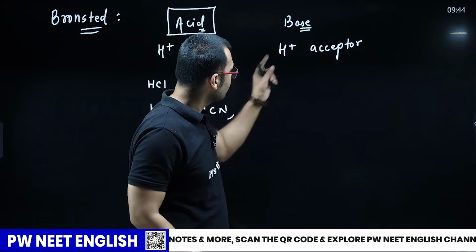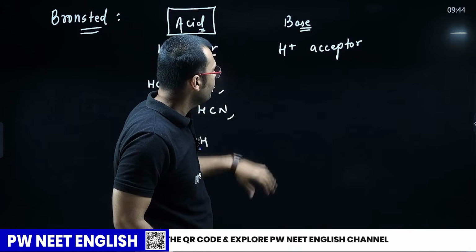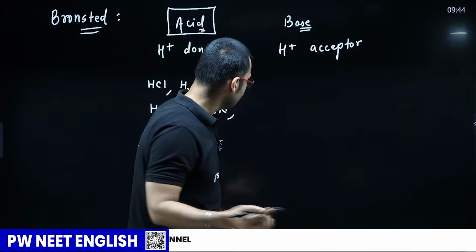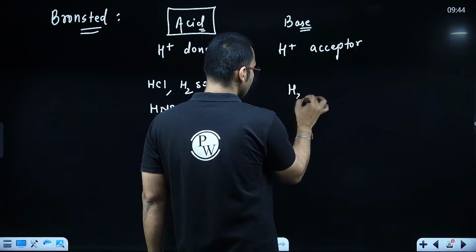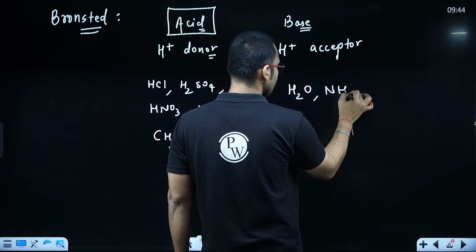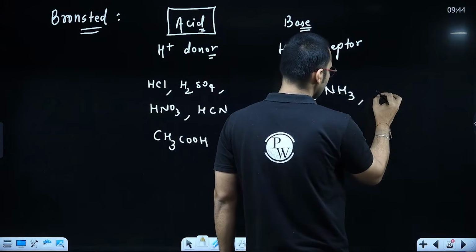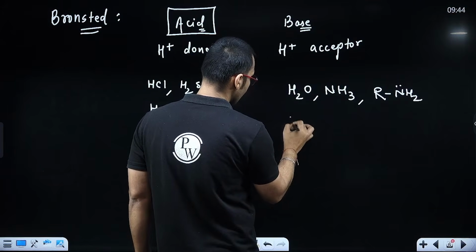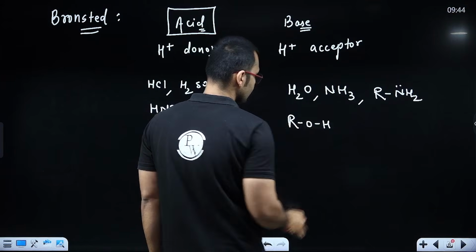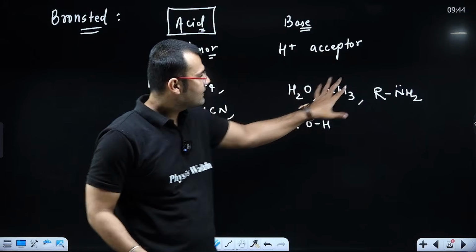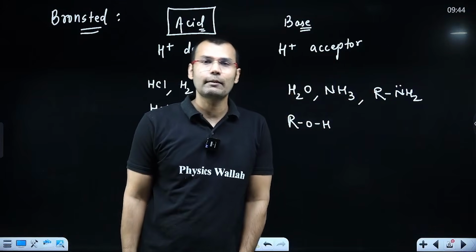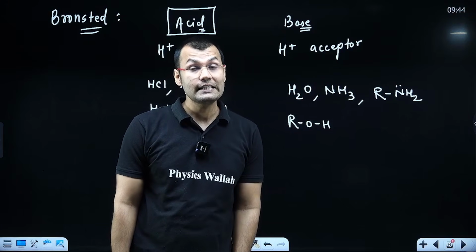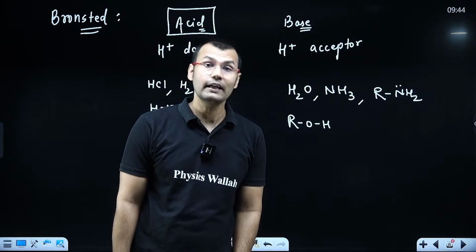In case of base, Bronsted says that any compound which has the tendency to accept H plus will act as a Bronsted base. For example, H2O, NH3, organic amines, organic alcohols. So the point is, how are these compounds able to gain or accept H plus? Because if you notice carefully, in these compounds, on the central atom, you have a donatable lone pair.